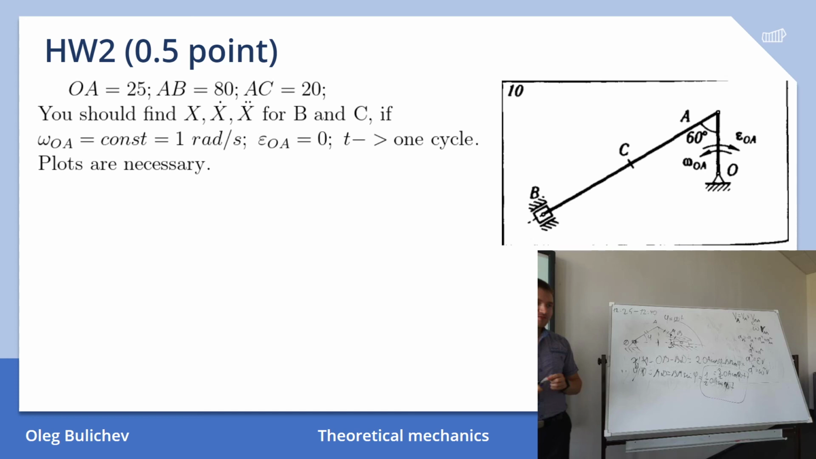Is the middle? Yes. Actually, no, because you can see AC equals to 20. I see. So we have constant angular velocity, so we don't have acceleration, but you need to understand that even if you don't have acceleration there, you will have accelerations in other points. And one cycle. I mean one full rotation.